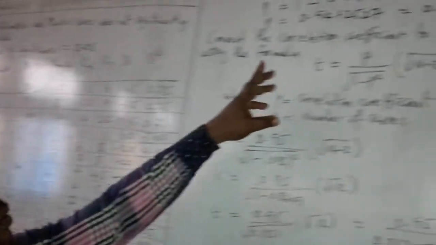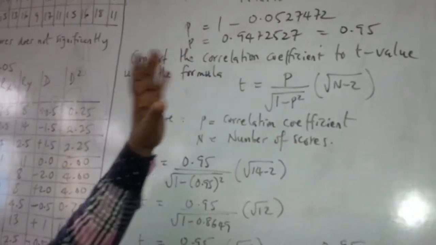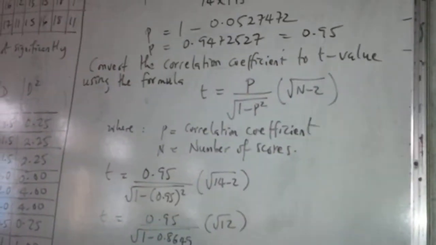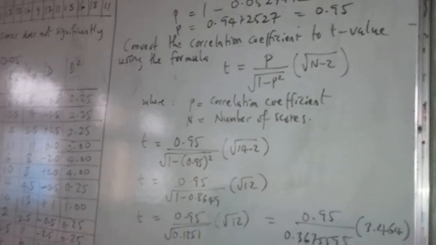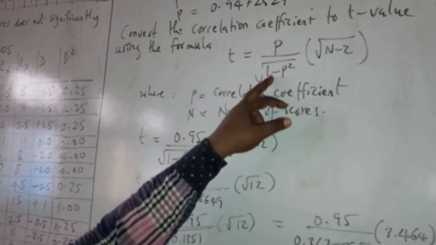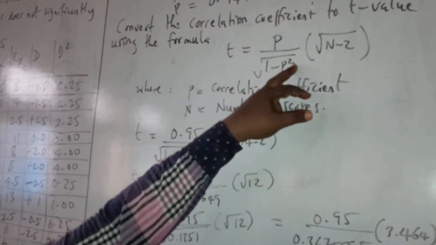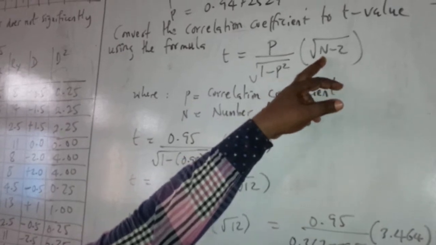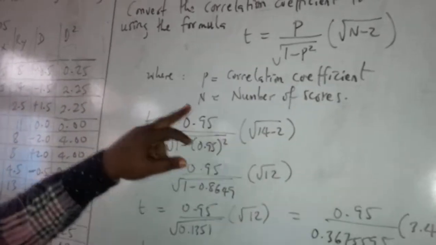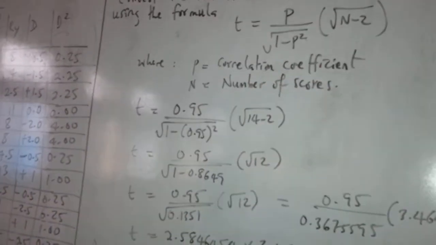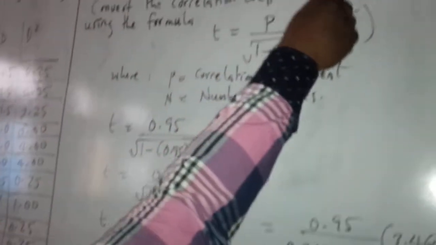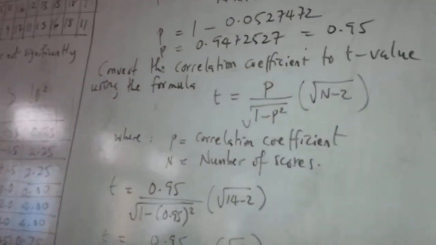When you have done that, you then do what we call T transformation. T transformation, you want to transform this correlation coefficient to T value. And the formula is T equals to P all over square root of 1 minus P squared into square root of N minus 2. Okay? Where P is correlation coefficient and N stands for number of scores. Now, that formula now, anywhere you see P, is talking about the correlation coefficient.